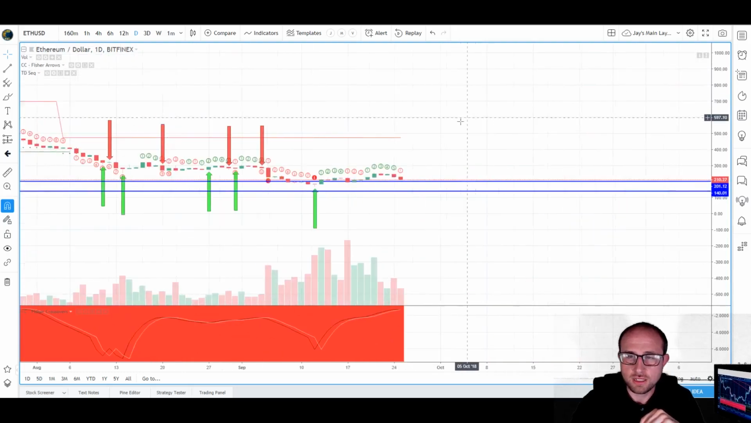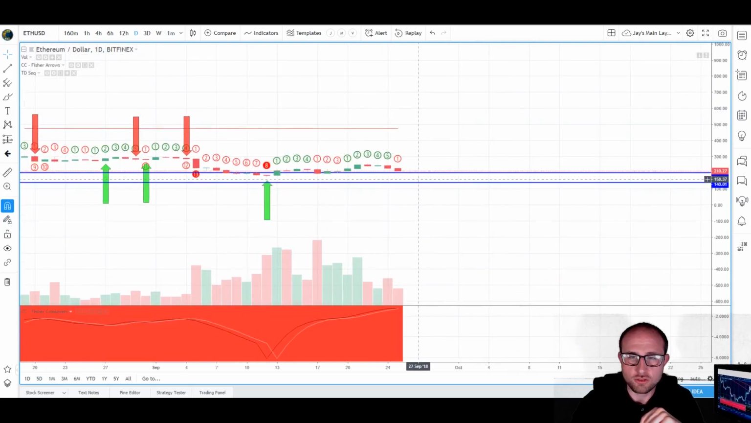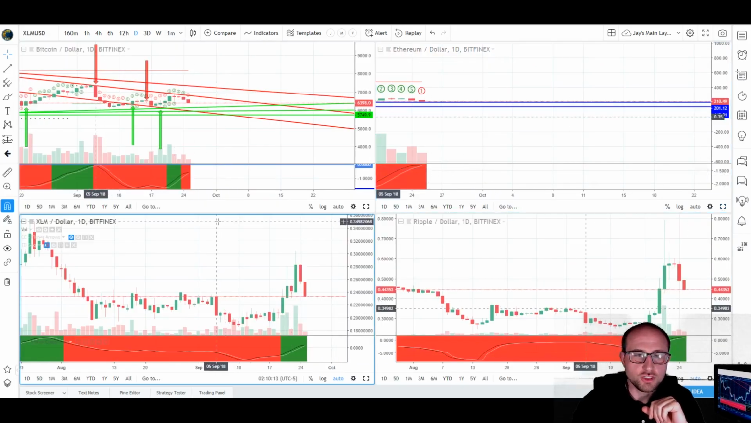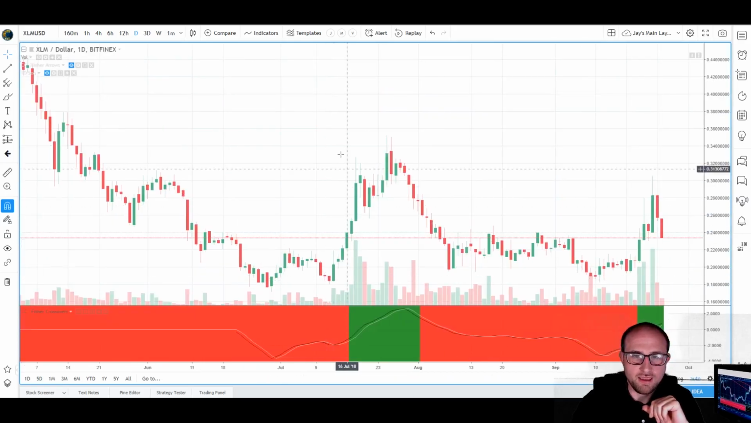So Ethereum, not looking to reverse, although I'll be interested to see what happens with these historical support lines. But right now, I am not seeing any indication of a reversal whatsoever in Ethereum. All right, moving on to Stellar Lumens.